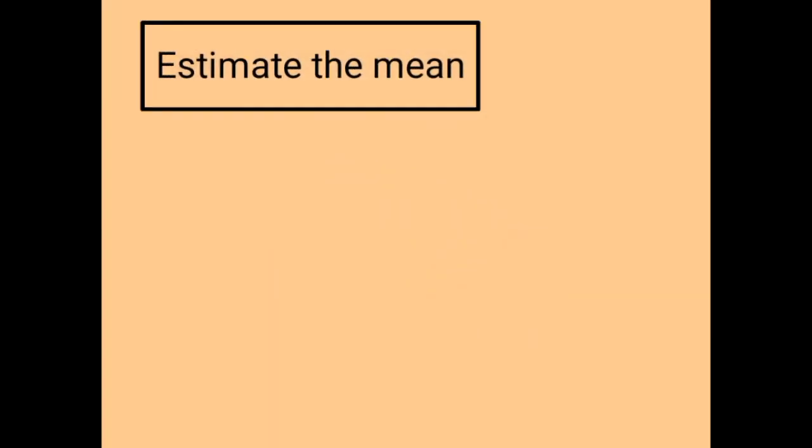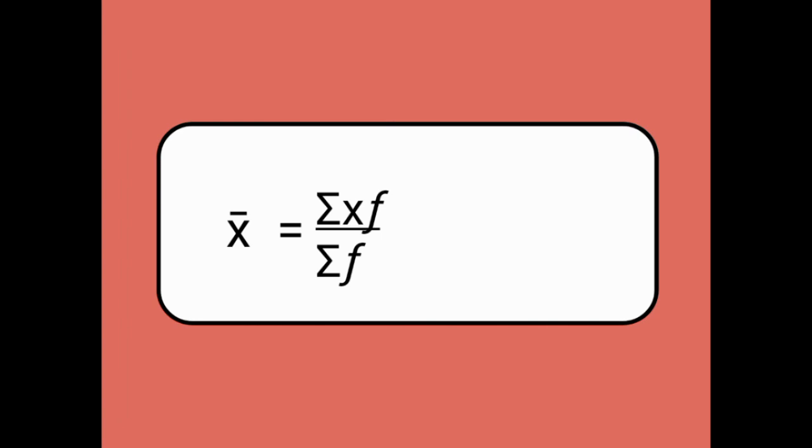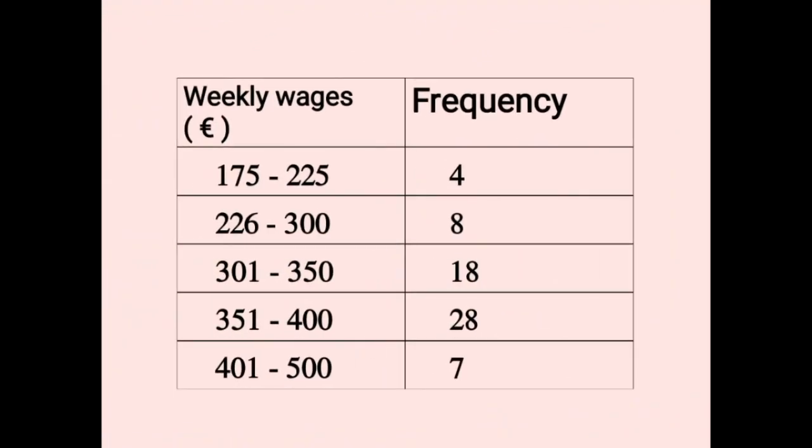Estimate the mean. For this, use the formula x bar equals the sum of the products of the data values and their frequencies divided by the sum of the frequencies, taking the midpoint of each class interval as the value of x. The answer is an estimate because we don't know the exact data values.